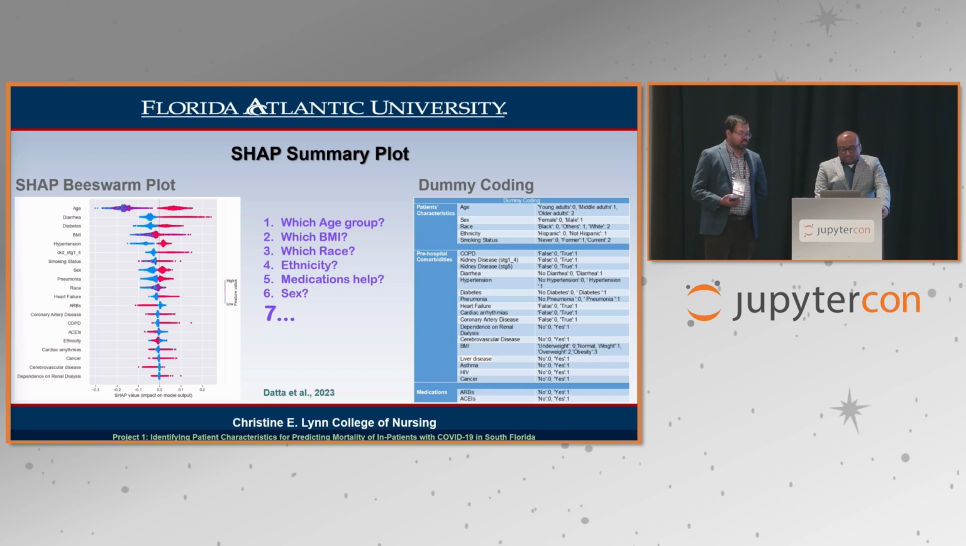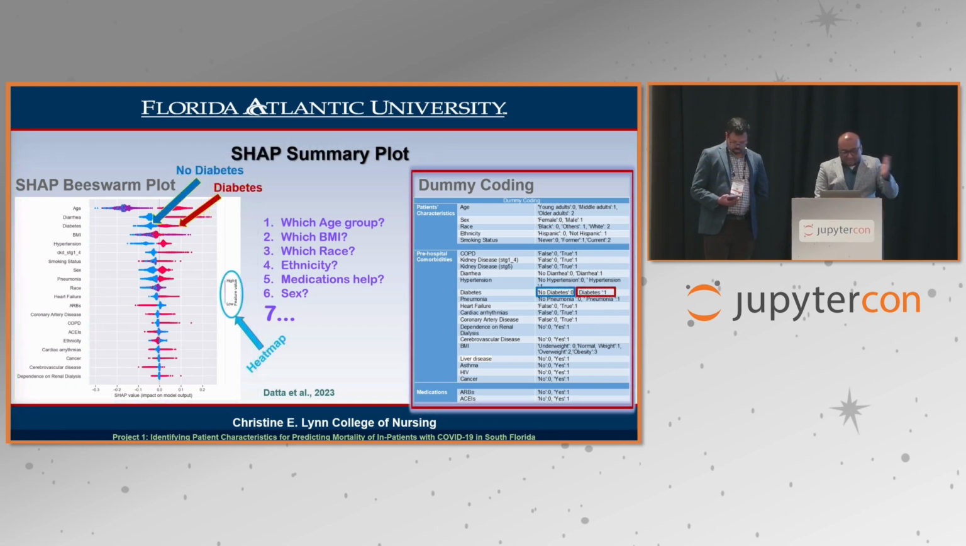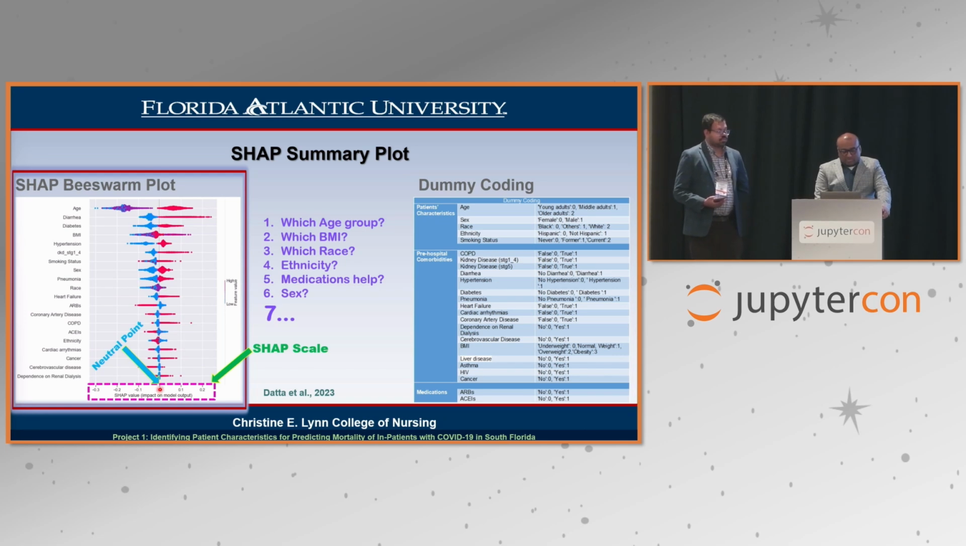So how do you read this graph? The cool colors are lower values and red is higher values. This is called a heat map. If you go here, 0 is the neutral point: everything negative is supporting survival, and everything positive is supporting mortality.